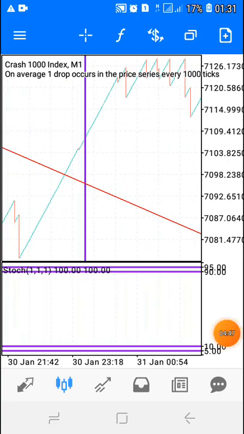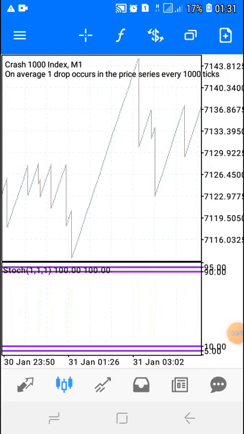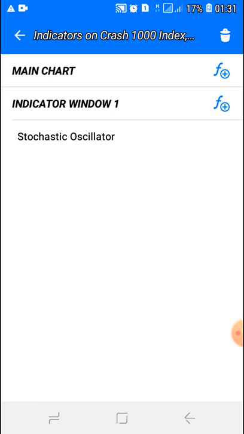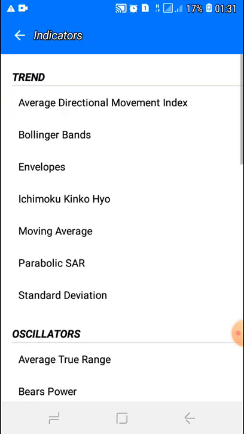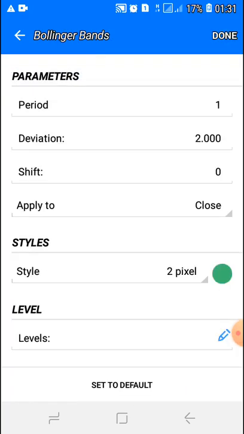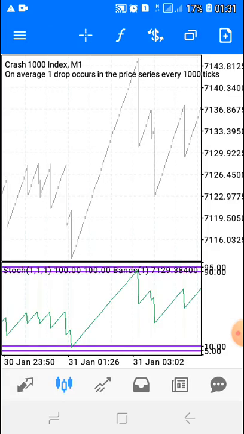So now that we know which time frames we are supposed to use, we are going to check which indicators we need. I'm going to show you which indicators you need. Since we have our stochastic oscillator on the chart, the next indicator that we're going to use is our Bollinger Bands. Make sure that your parameters are like this. The period should be 1, deviation 2.000, shift 0, apply to close, style 2 pixel green, levels none. Done. This is how it's going to look.